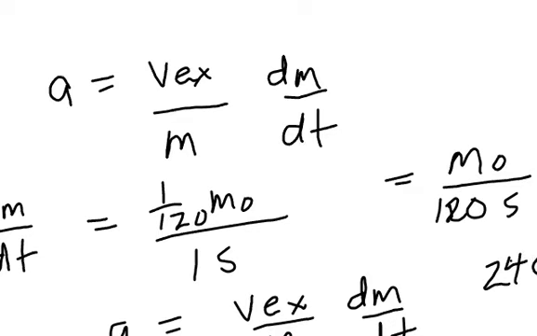And that's going to equal 2,400 meters per second divided by M0 times, oh, this is a negative M0, right? It's getting smaller. Negative M0 over 120 seconds. And that's going to equal 20 meters per second squared.